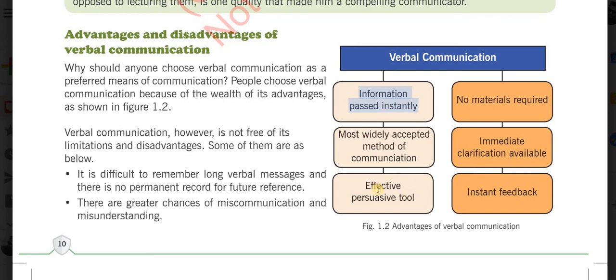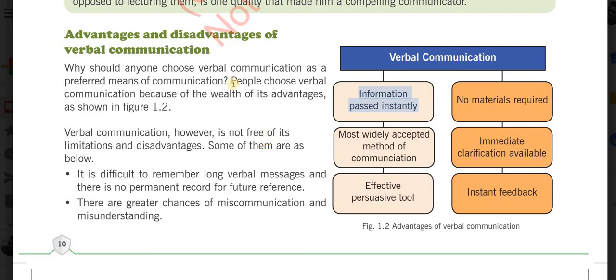And the third one is that it is an effective persuasive tool. It is very effective to make a mark on someone's mind, right? If your communication skill is good, then you can create a good impression on that person. That is how it works in verbal communication.